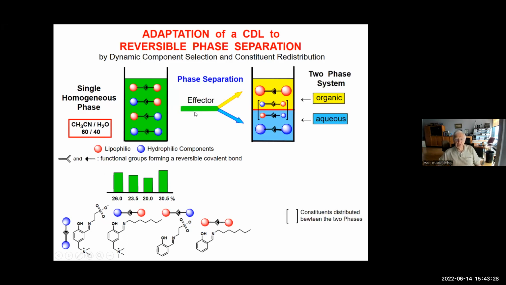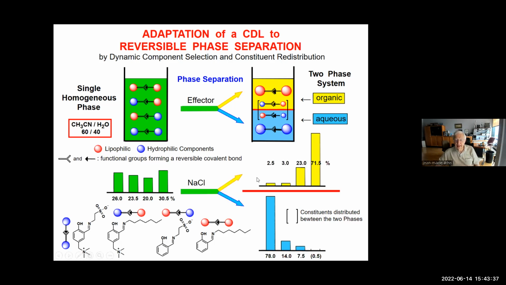Then you add an effector which separates the 2 phases. And then you have to redistribute the constituents. This can happen with sodium chloride. With sodium chloride, you have a phase separation.